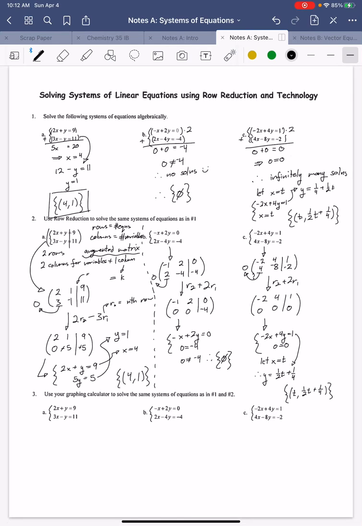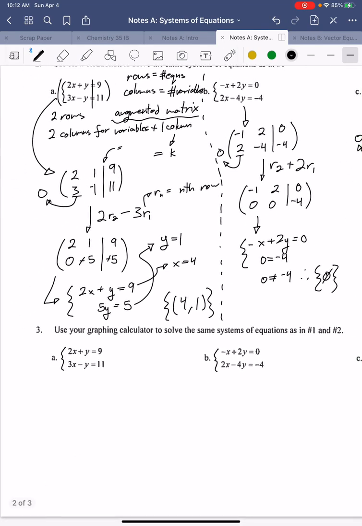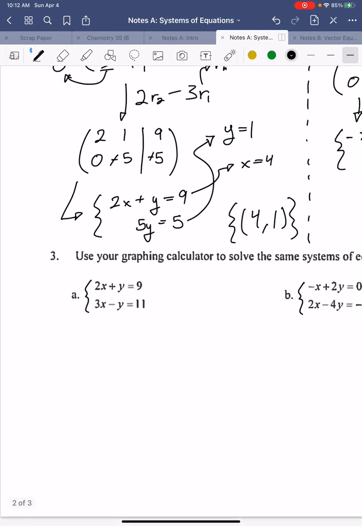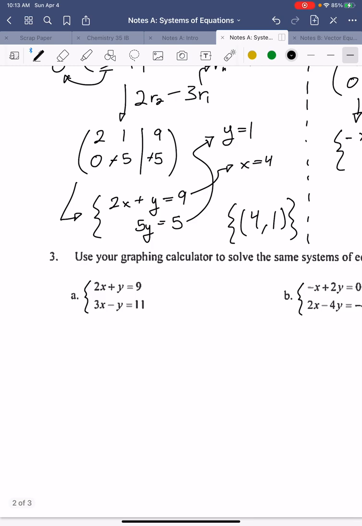So that was row reduction. And now we're going to use our calculator to solve these using something called RREF. Now, what does RREF stand for? It stands for row reduced echelon form. So let me give you a little rundown of what this does.